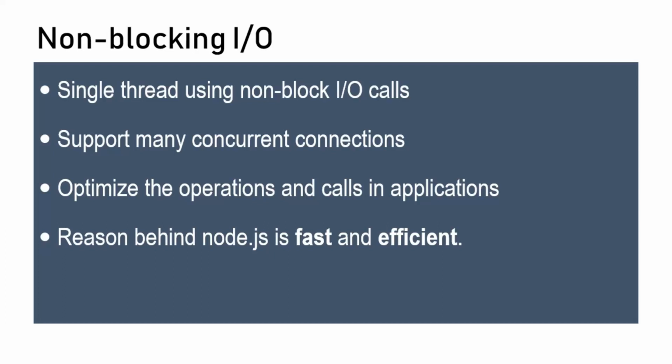So this is non-blocking IO, which eliminates the need for multi-threading since the server can handle multiple requests at the same time. This is called a single thread using non-blocking input-output calls. So it can support many concurrent connections.